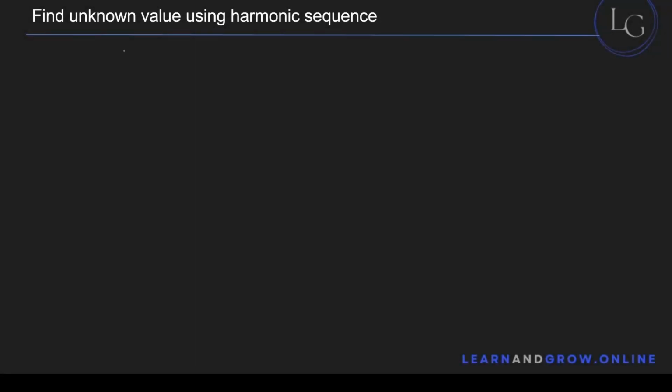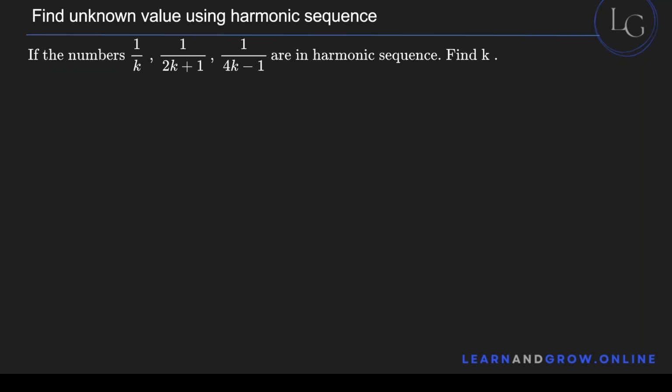Now let's see how we can find an unknown value using a harmonic sequence. So if the numbers 1 by k, 1 by 2k plus 1, and 1 by 4k minus 1 are in a harmonic sequence, find k. Now you might be thinking, well, how do we really approach this question? Because you can think of many things.